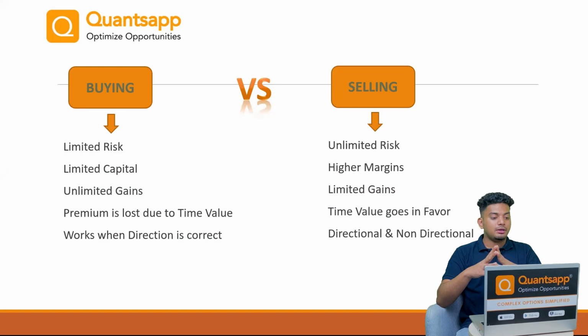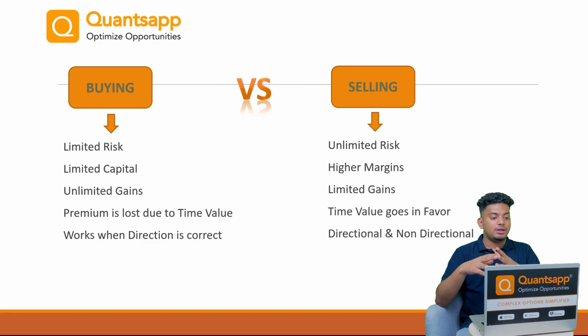So option buying works only when direction is correct. So if we have bought an option, only if a directional move comes in, only then we are going to make a profit. But in case of option selling, even if the underlying stays stable, we are going to earn the profit due to the theta decay, the time value of money, which is getting decayed day by day. So selling of options can be directional as well as non-directional. It will give us a profit even in a flat market, oscillating market.